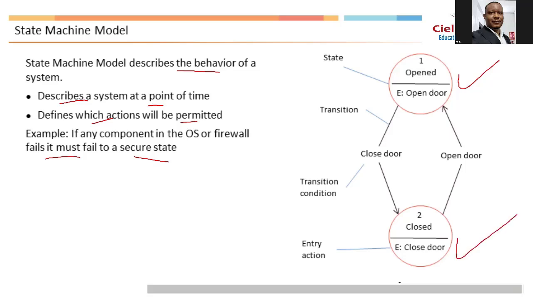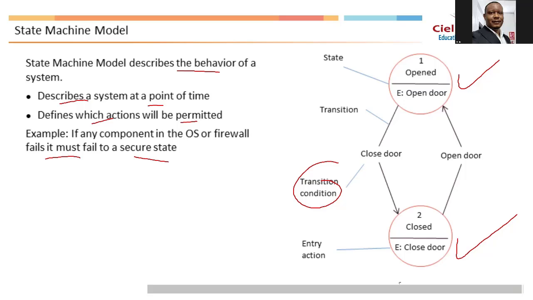Then you see the transitions. The arrows show how the system moves between states based on actions, for example, opening and closing. You also notice we now have what we call transition conditions. In a nutshell, these are the rules that dictate when the system can transition from one state to another. For example, a door can only be closed if it's currently open. That's essentially what this is saying.